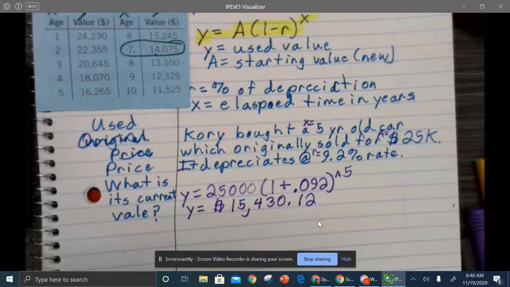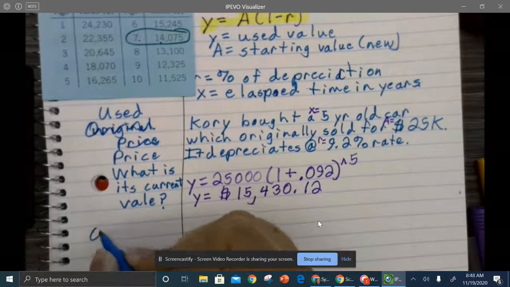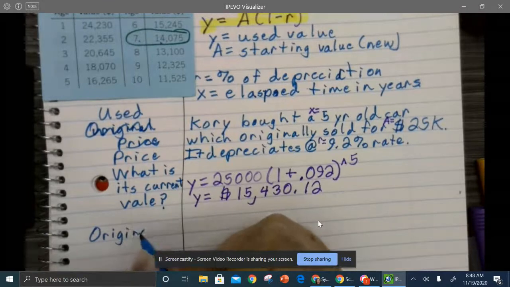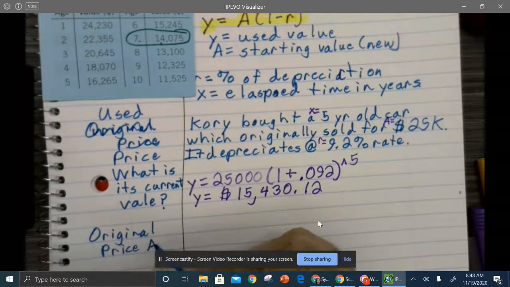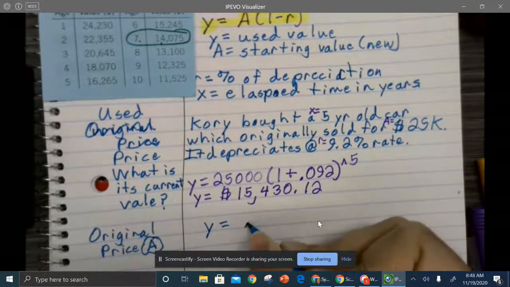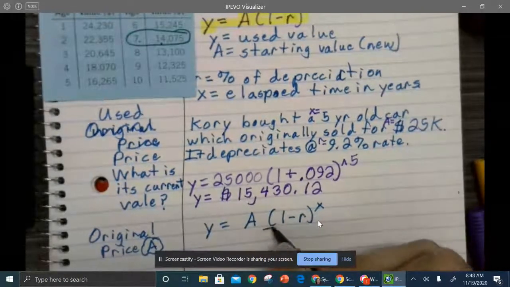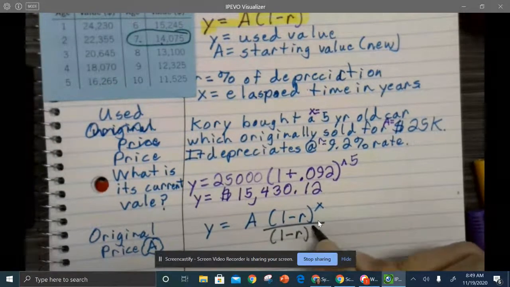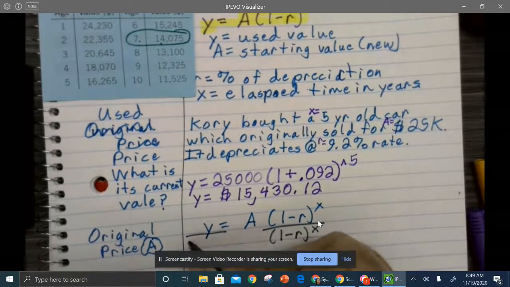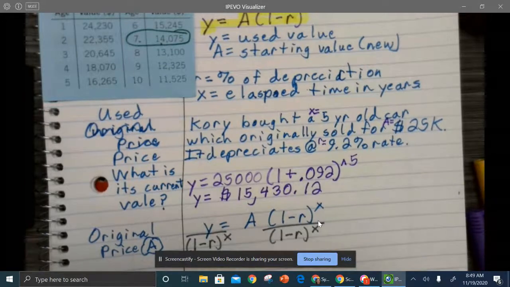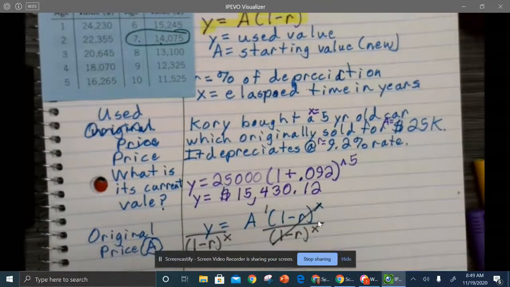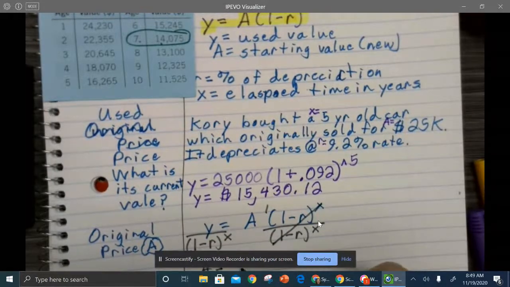Okay, our next one: what if we want to get the original price? If we want to solve for A, we're going to take our formula and divide by 1 minus the rate raised to the x. That's going to cross out and become 1. So now to find the original price, it's going to be A is equal to y over 1 minus the rate raised to the x.